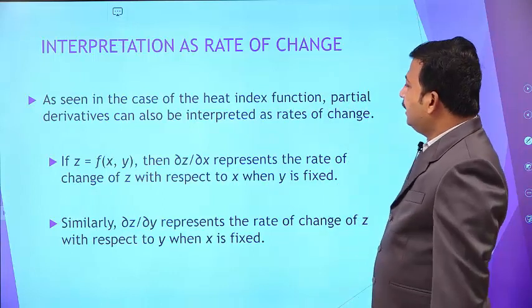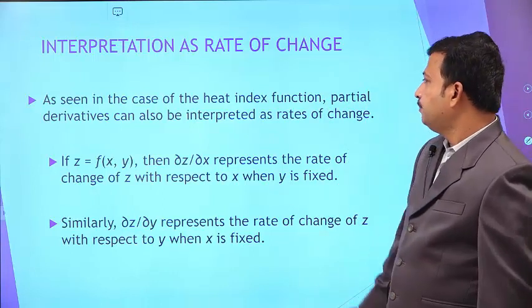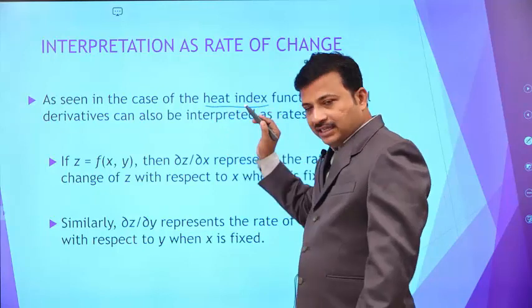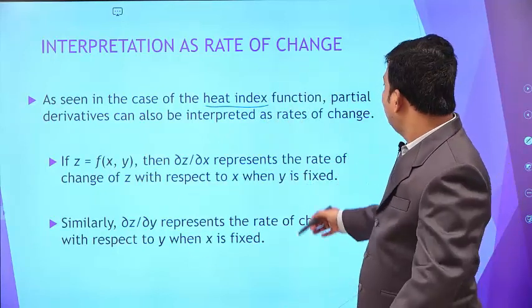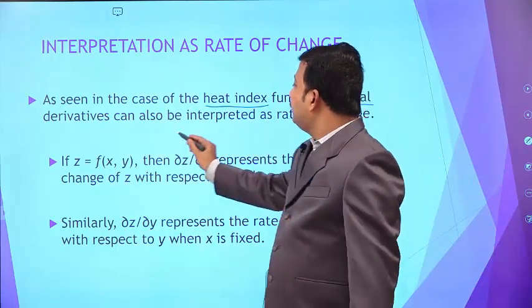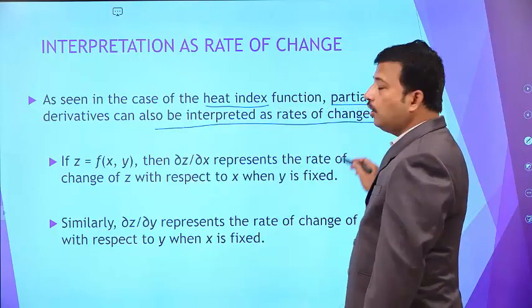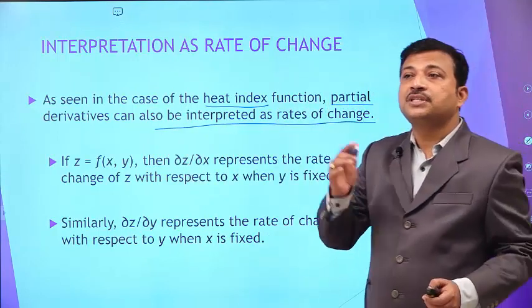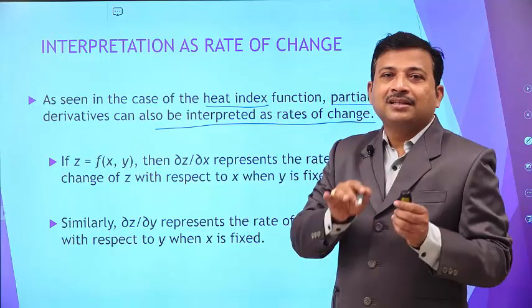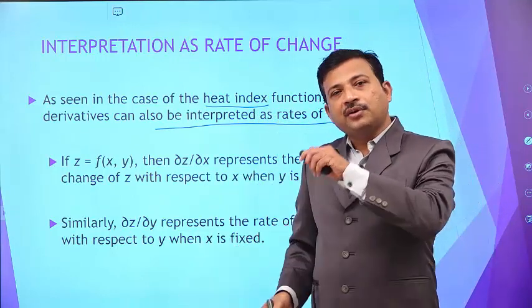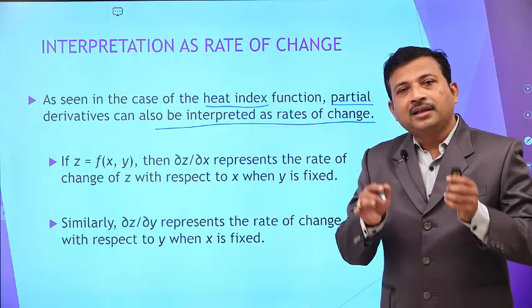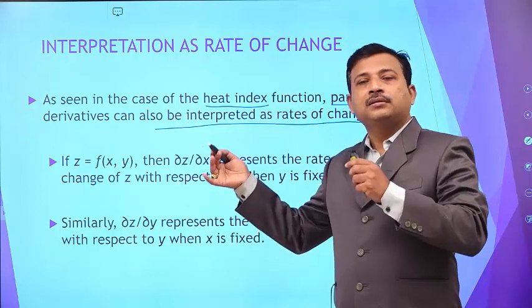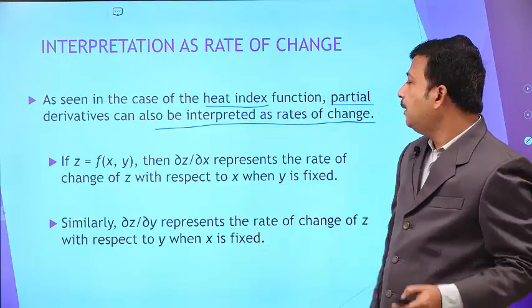Now, interpretation as a rate of change. In the case of the heat index, the example I gave earlier, the partial derivative can also be interpreted as a rate of change. If you are differentiating with respect to x, it is the rate of change with respect to x. If you are differentiating with respect to y, it is the rate of change with respect to y. Is it clear? So we can interpret this as a rate of change.